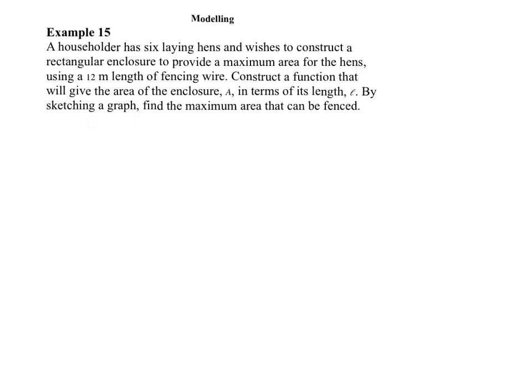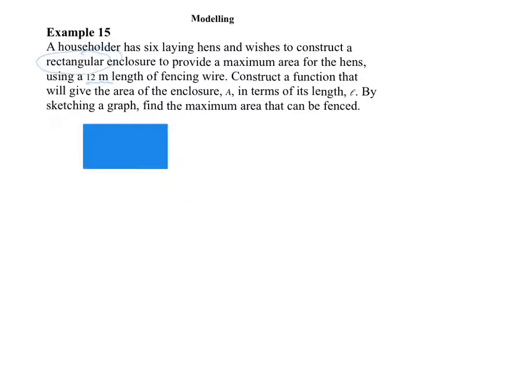So ultimately we're looking for the maximum area here. But in the actual question, we're given 12 metres of fencing wire. So we're not talking about area there, we're talking about perimeter. So how do we relate all of this information together? Well, let's start off with the fact that we have got a rectangular enclosure with 12 metres of fencing.